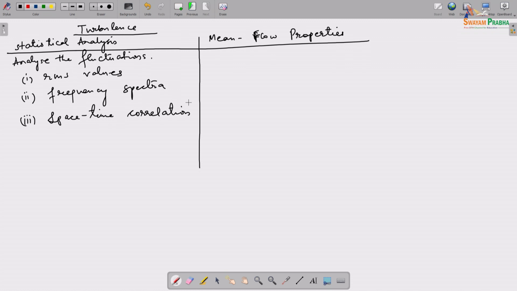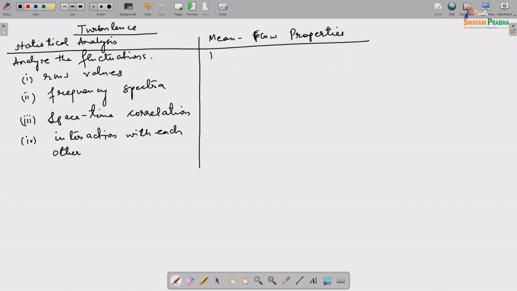Is that right? And again, interaction with each other. Okay, all right. What about the mean flow? Well, so we're basically predicting the gross properties of a turbulent shear flow.